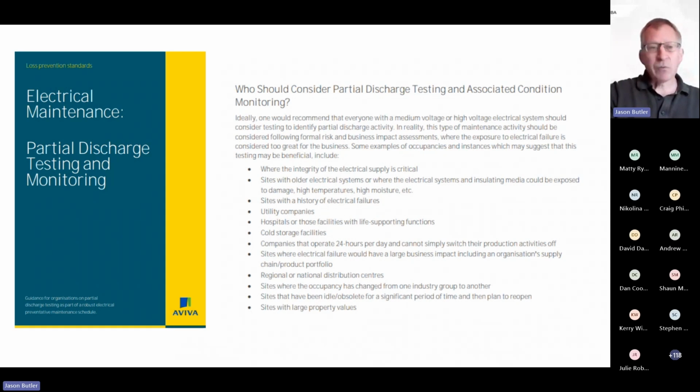It would be really worthwhile looking at your insurers and your insurance policy and just checking what they want and what they expect. There will be that standard of checking the fire alarms, checking the fire pumps, doing this, doing that. But actually, you might find in the documentation a requirement to do PD testing and monitoring.